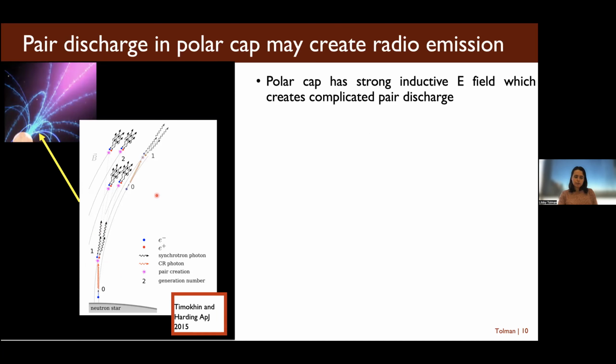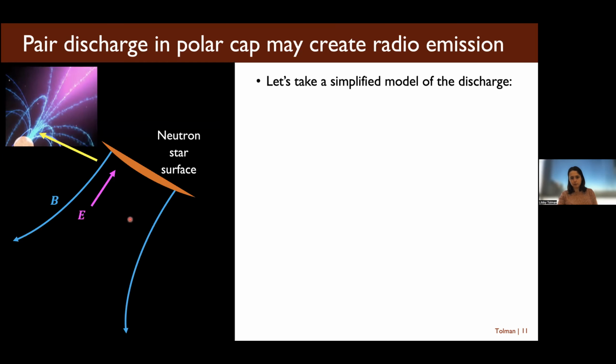So again, I have this fairly complicated diagram on the left side of the slide, which comes from a paper by one of my collaborators. You shouldn't attempt to understand this diagram, but the point is just that the discharge that occurs in this region is actually really complicated. But to understand a complicated thing, you have to simplify it. So that's what we're going to do. We're going to take a lot of complicated physics and make it simpler.